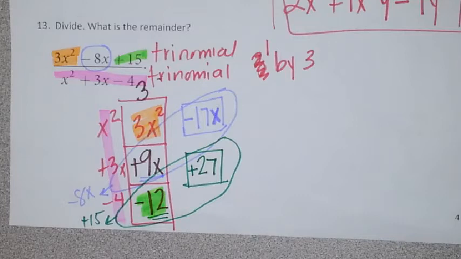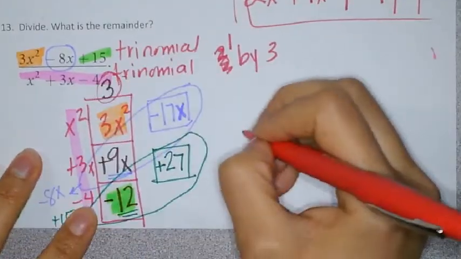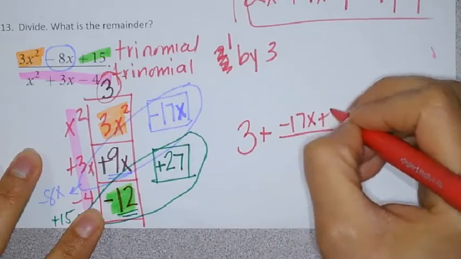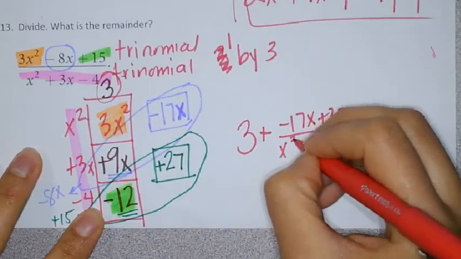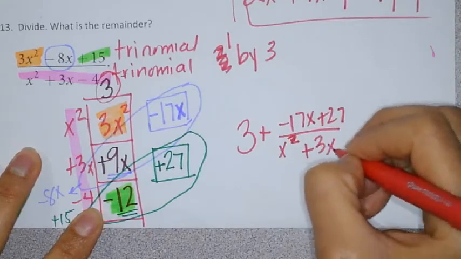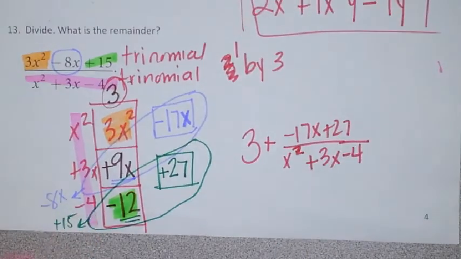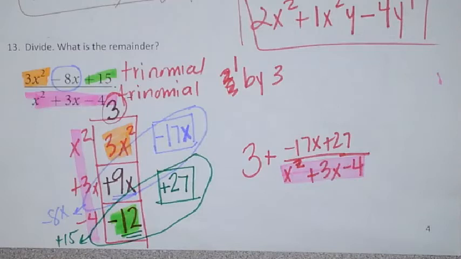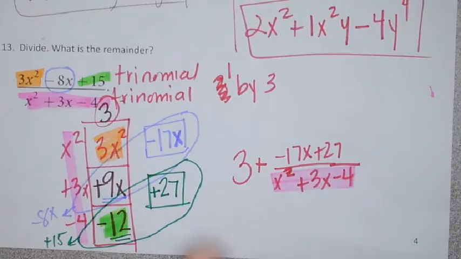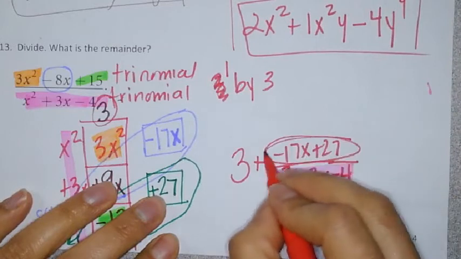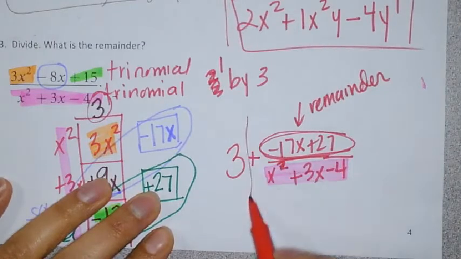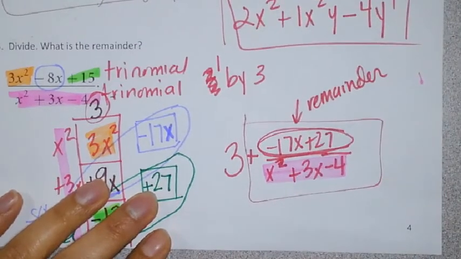Okay, so when you're done with that part, then your answer will have to be the 3, right? And then plus the remainder, which is negative 17x plus 27 over x squared plus 3x minus 4. Okay, remember it has to be a fraction when the denominator is the divisor. Okay? Here it's asking you for the remainder, so this is the remainder right here. You could also claim that all of this is the remainder, like if you represent it as a fraction. Okay?